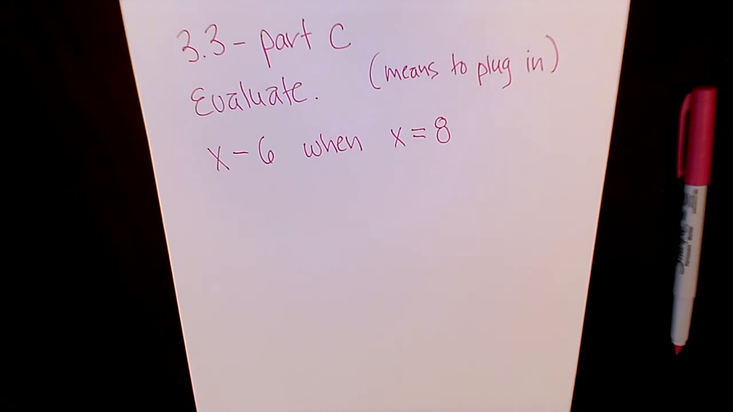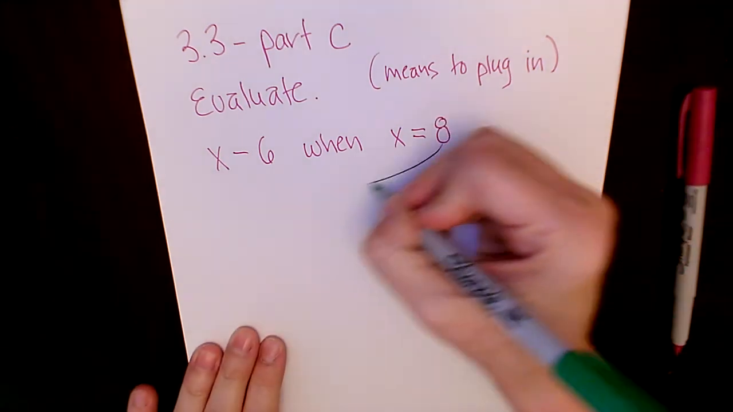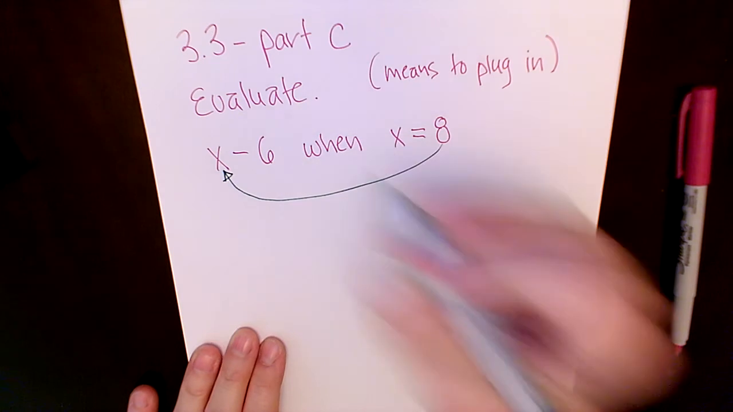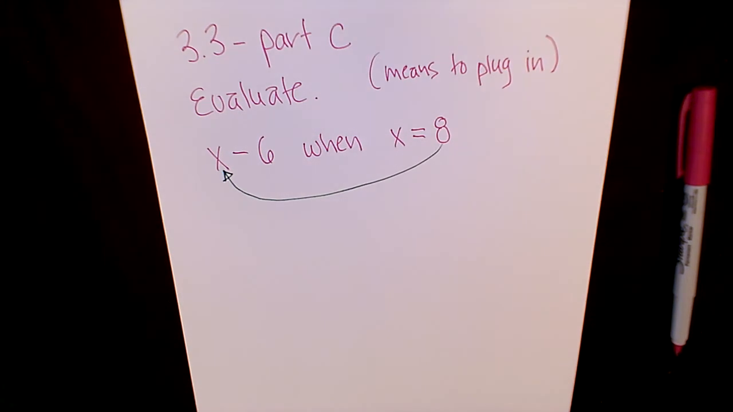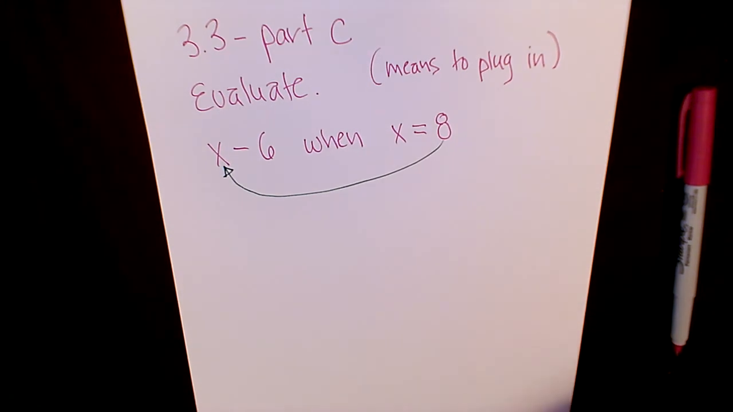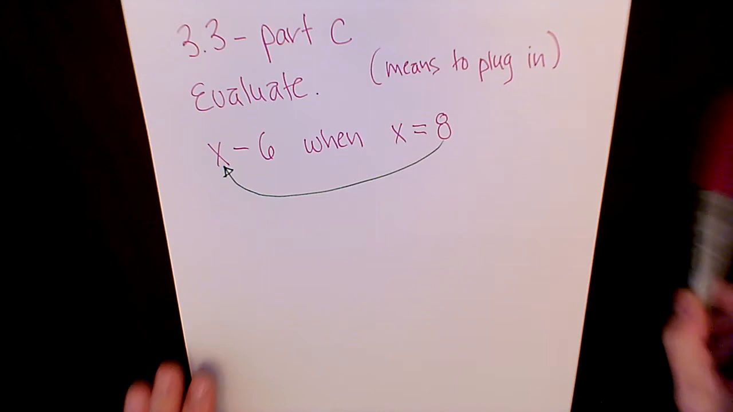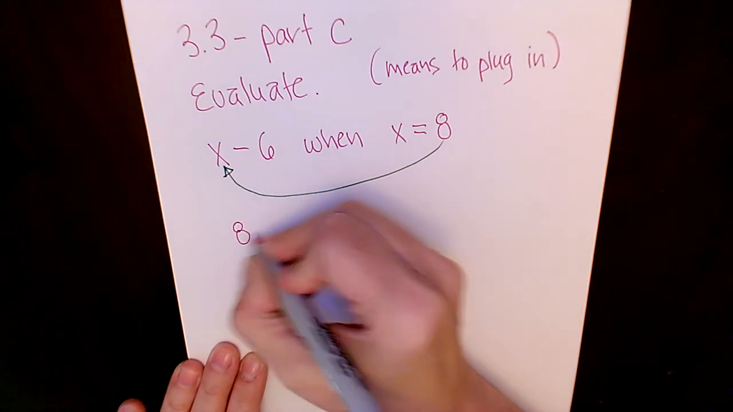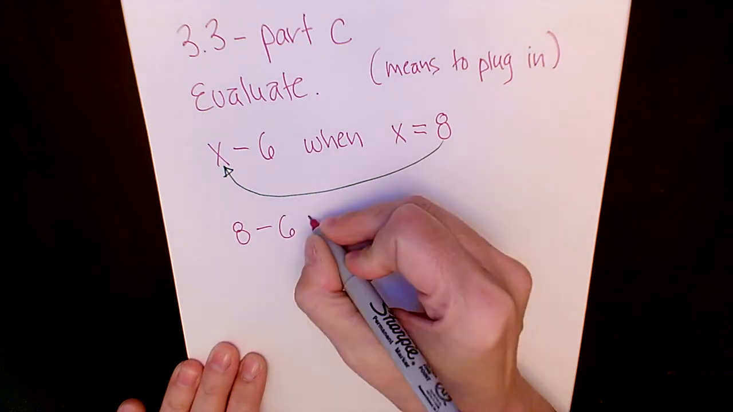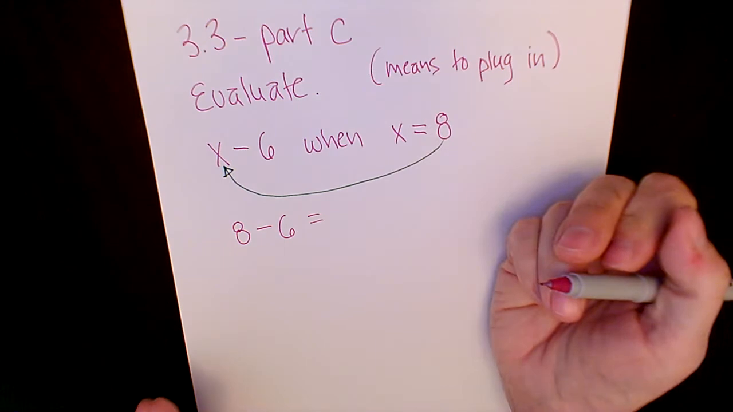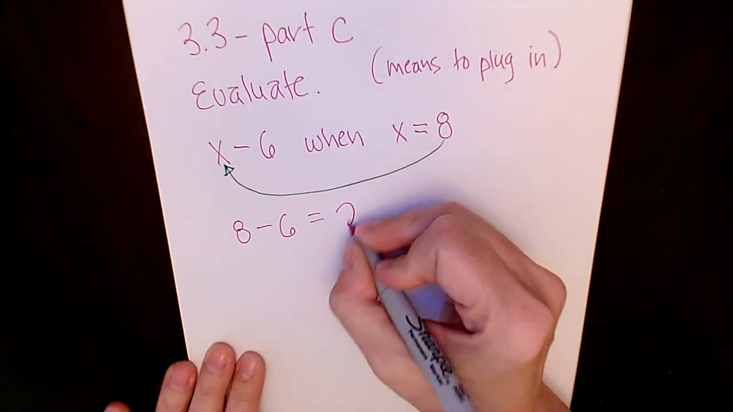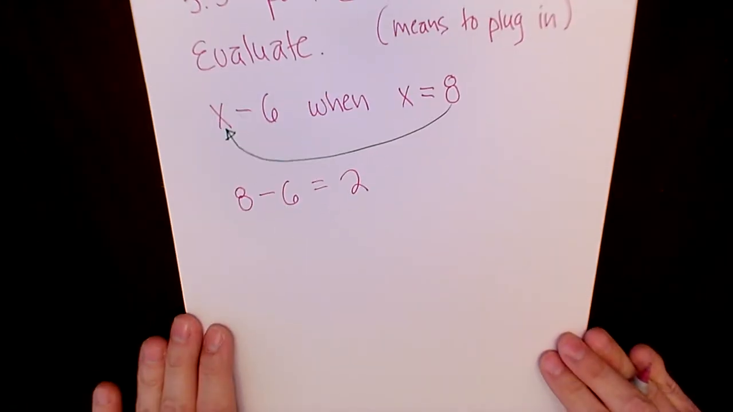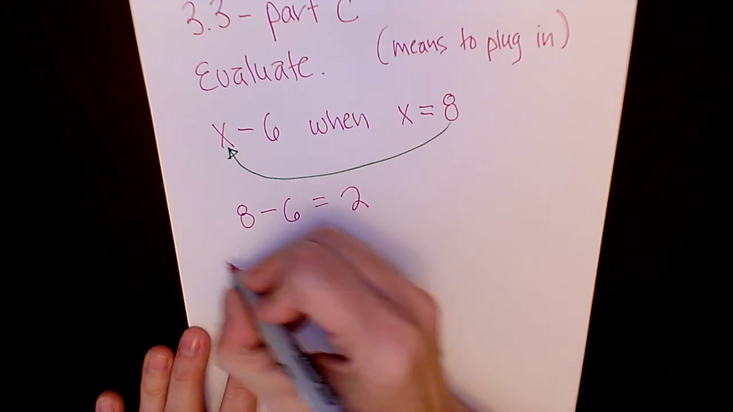So they want you to evaluate x minus 6 when x equals 8. So all you're going to do is take the 8 and plug it in for x. So take the x out and plug in the 8. And this is just 8 minus 6, just a regular 8 minus 6, which is 2. That's it, you're done.